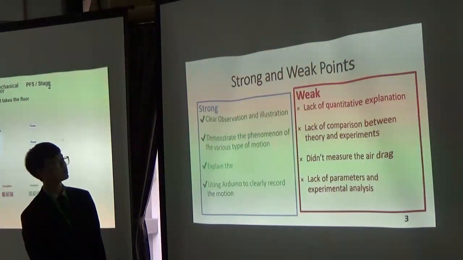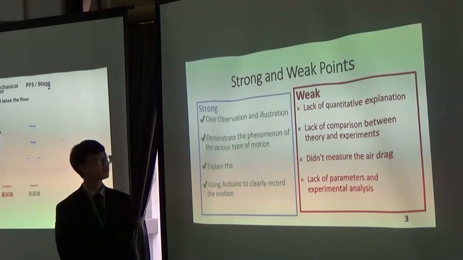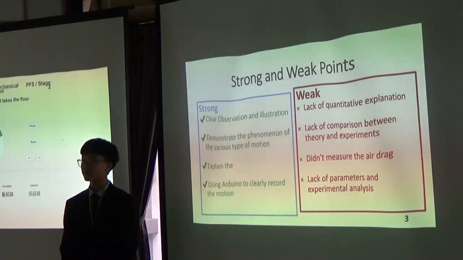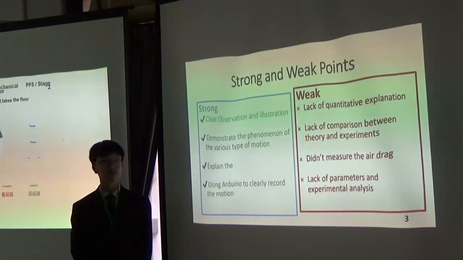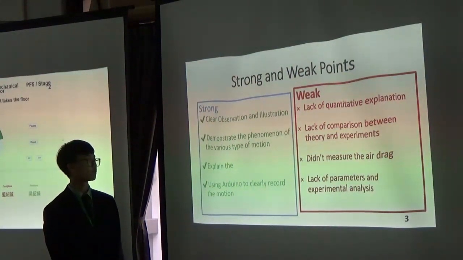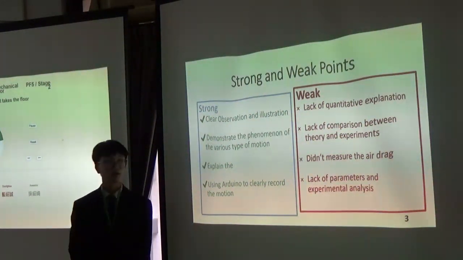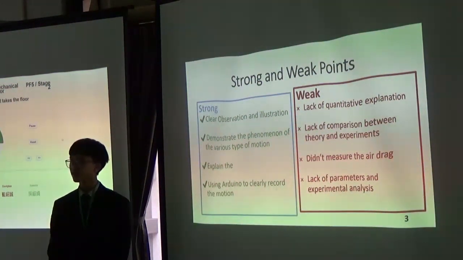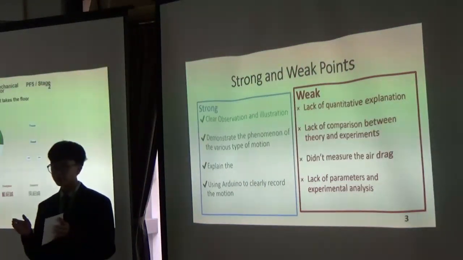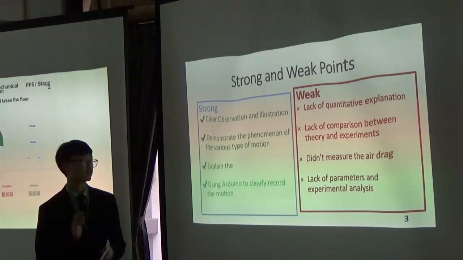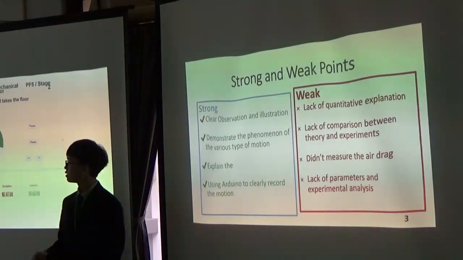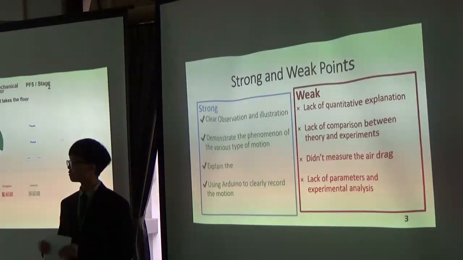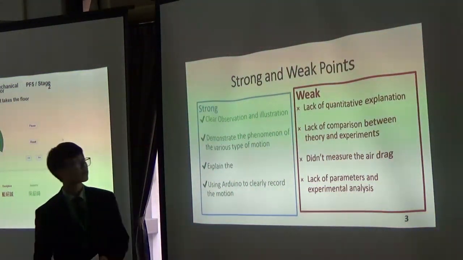These are the strong and weak points of the report. We believe that they have clear observation videos and illustrations so that we can understand how they demonstrate the experiments and how they get the experimental results. Also, they demonstrate the various types of motion in their report. However, they lack a qualitative explanation, so we don't understand how the two leaf springs actually affect one another. They explain the differences between the theory and their experimental results, and they keep modifying their theory. So we think this is a strong point.